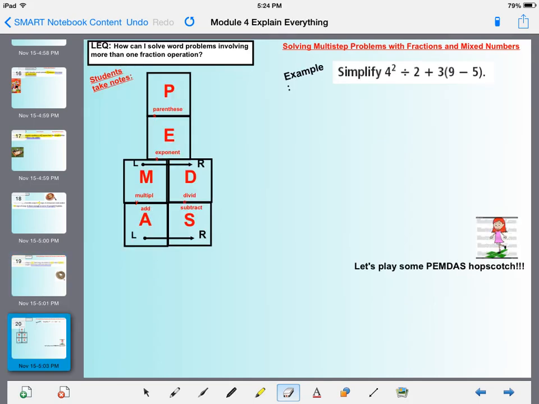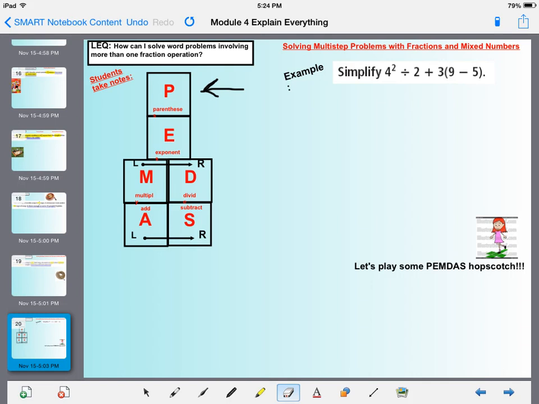We also talked about the order of operations and how we can solve multi-step problems with fractions and mixed numbers using our order of operations. We did some fun hopscotch with the order of operations outside of our room. I just want to remind you that the order of operations is parentheses, exponents, multiply, divide, add, subtract. We clarified some misconceptions. We talked about how parentheses is always the top one. It is the one that you do absolutely first at all times.